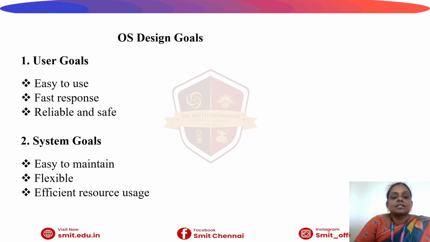And then operating system design goals. Operating system design goals are the objectives kept in mind while designing an operating system, so that it works efficiently, safely, and conveniently. There are two types of goals. One is user goal and another one is system goal. In user goal, it is easy to use and fast response. Also, it is reliable and safe. While coming to system goals, it is easy to maintain, flexible, efficient resource usage.